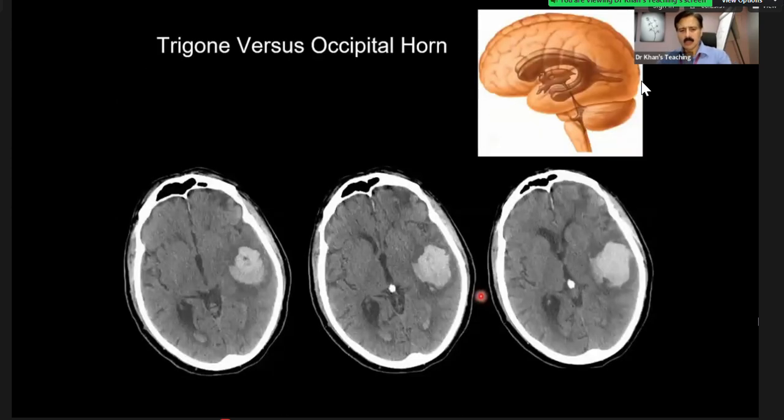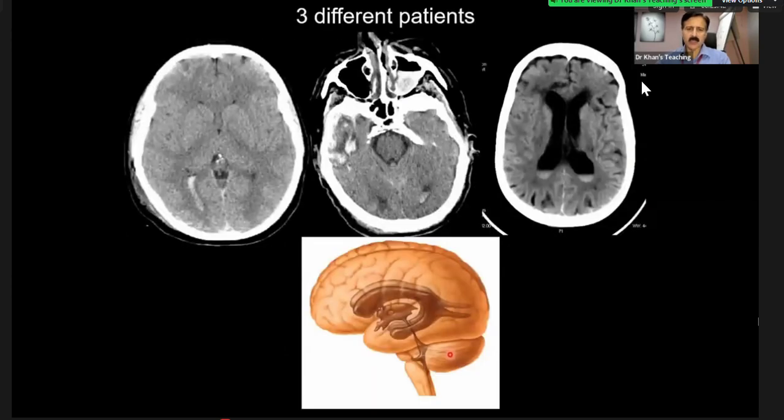Now, look here, intraparenchymal hematoma, and it has gone into the occipital horns. This is the trigone. It has gone into the occipital horn here. Three different patients, occipital horn. This one is in the ventricles, but this is at the level of the trigone. This is the body.